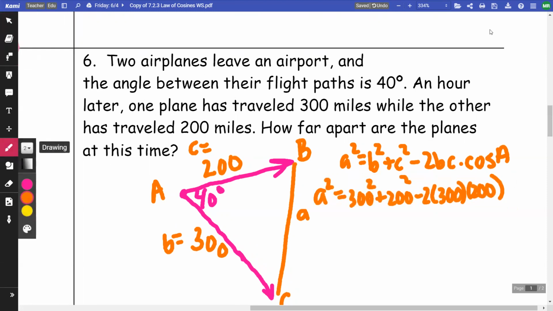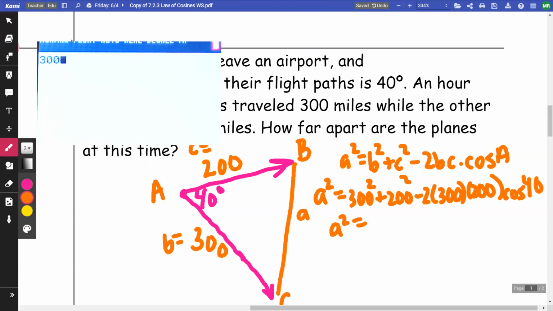times cosine of 40. Put that into my calculator. So 300 squared plus 200 squared minus 2 times 300 times 200 times cosine of 40 degrees.